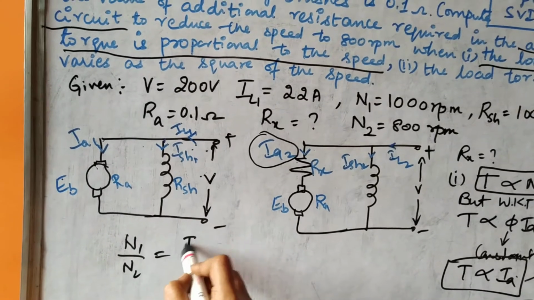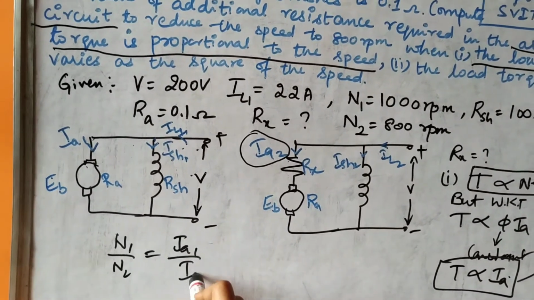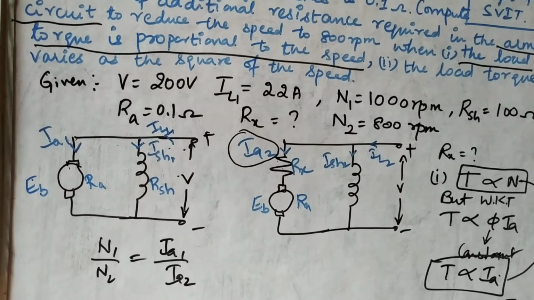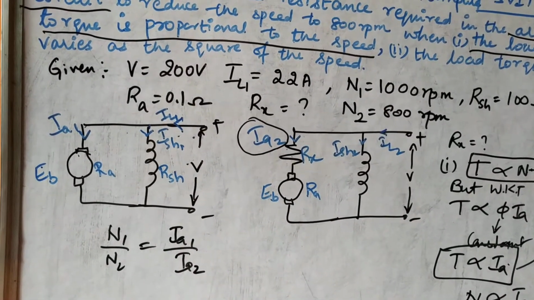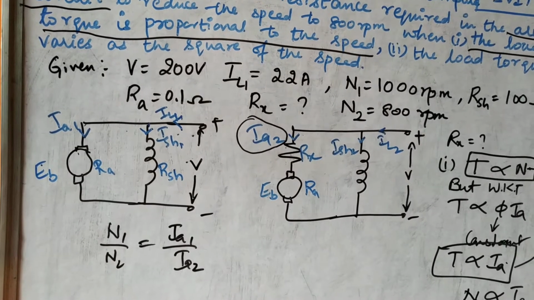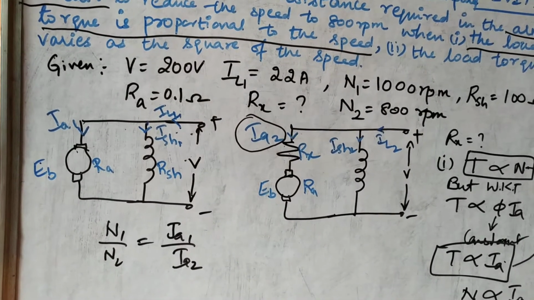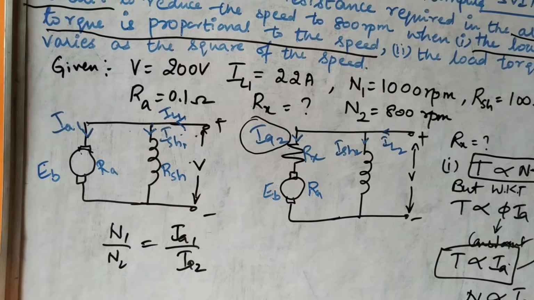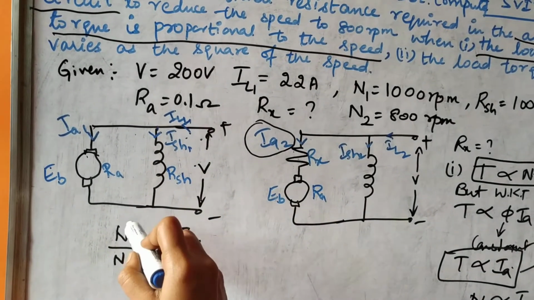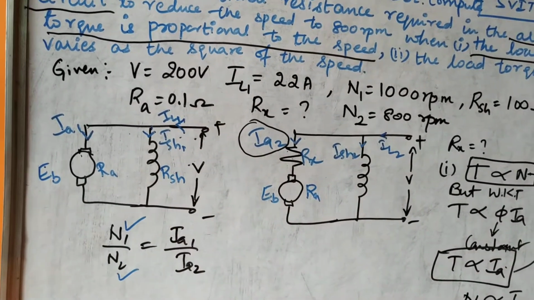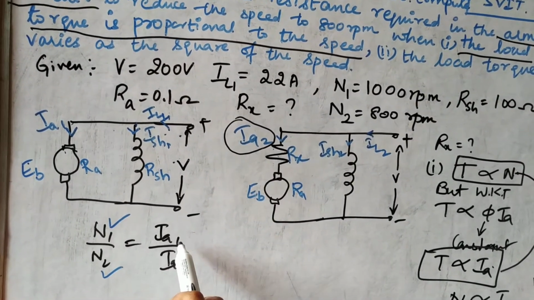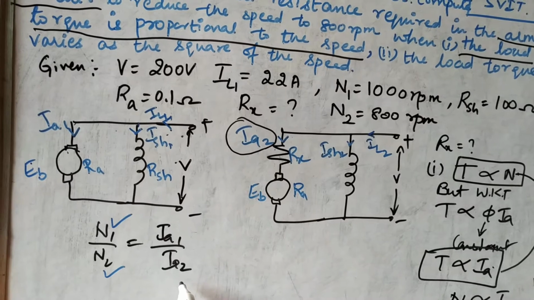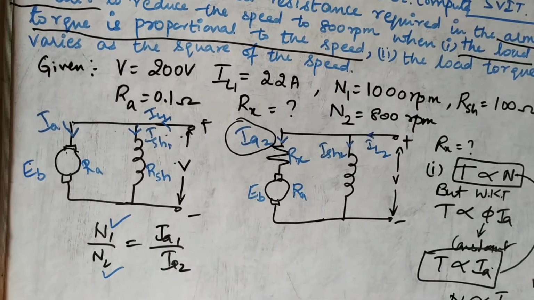Now with the help of this relationship, let us write down N1 divided by N2 is equal to Ia1 divided by Ia2. So what values do we know here? Let us mark. We know N1, we know N2, right? See here, we should find out Ia1 so that we can find out Ia2. How do you determine Ia1?